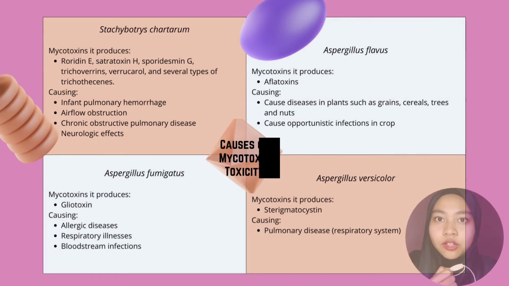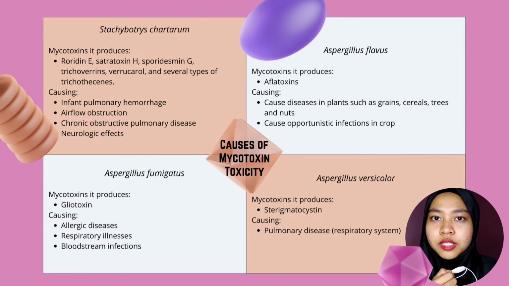The next one is causes of mycotoxins. The first one is Stachybotrys chartarum, which is called black mold and grows in hot and humid conditions. The mycotoxins it produces include roridin E, satratoxin H, sporidesmin G, chicoverins, verrucarin, and several types of trichothecenes. These mycotoxins may cause infant pulmonary hemorrhage, airflow obstruction, chronic obstructive pulmonary disease, and neurologic effects.